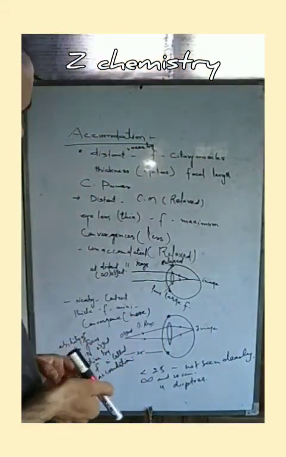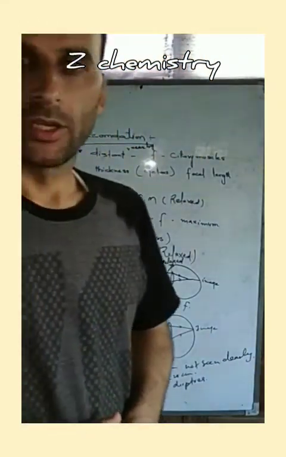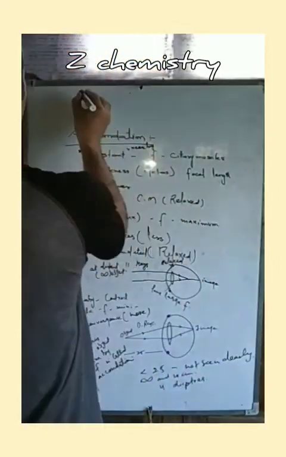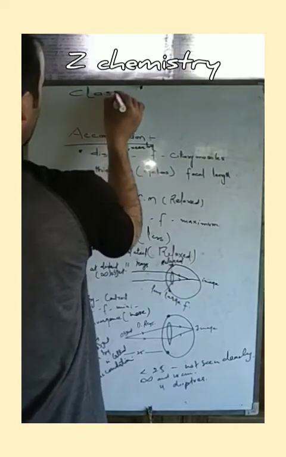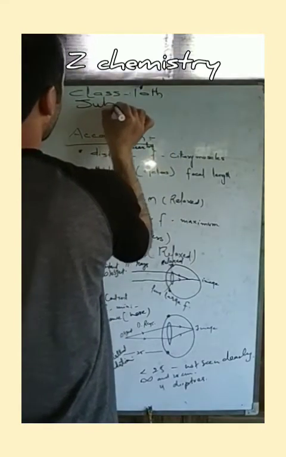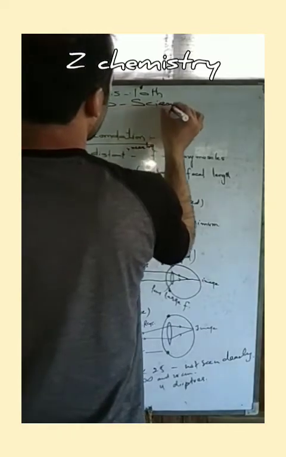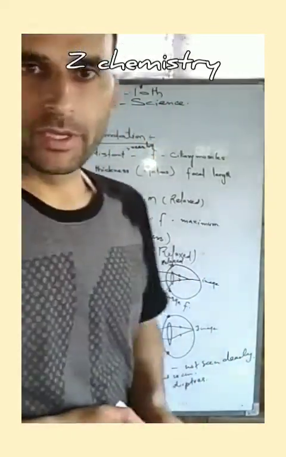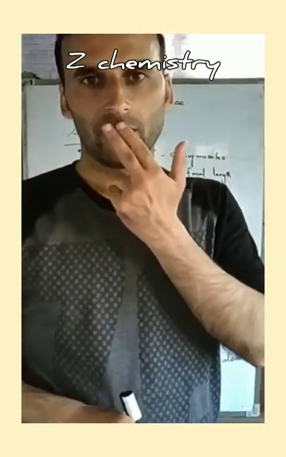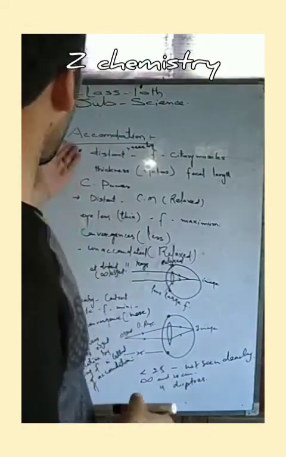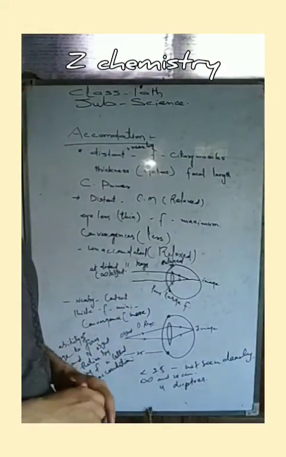Today's topic is from the lesson Human Eye and Colorful World of class 10th. Subject: Science. And the topic is power of accommodation, or accommodation. Let us start with our topic. What does this power of accommodation, or accommodation, mean?